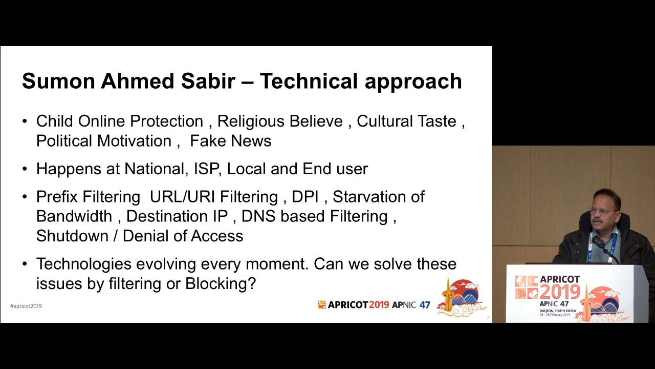He cited many examples where government agencies across nations have sent requests to Google, asking for more and more content to be blocked. He cited another example of many countries in Asia where shutdowns are happening left and right, without thinking of the effect on consumers and society. He made the point that technologies are evolving every moment, but can we really solve these issues? Whenever we curtail a particular content, an even larger amount of content gets blocked. So is filtering or blocking an effective mechanism?